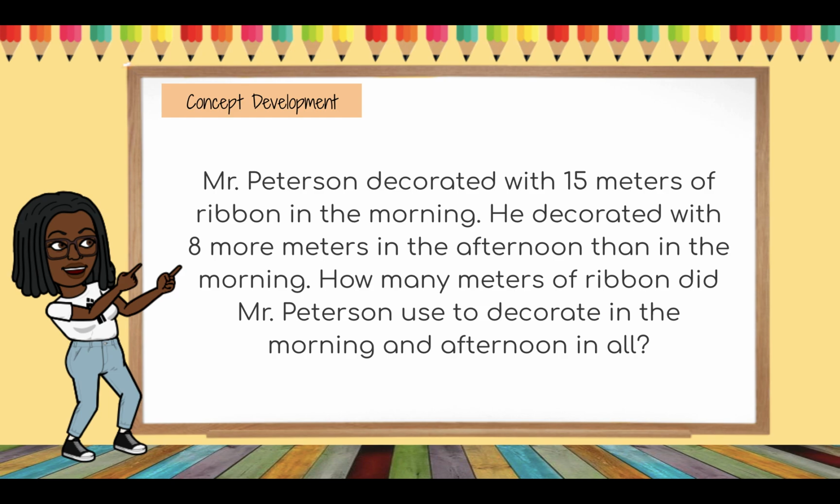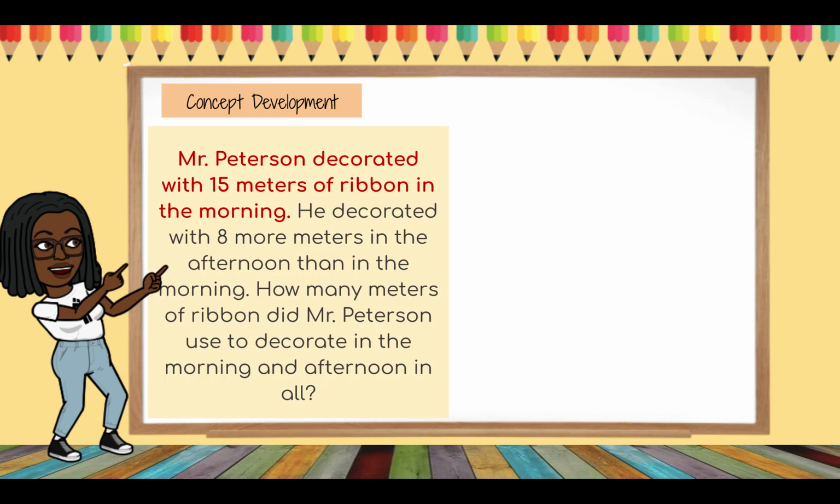So now we're going to look at this problem in pieces. The parts in red are the pieces of information that we're going to look at one time. So the first piece of information says, Mr. Peterson decorated with 15 meters of ribbon in the morning.